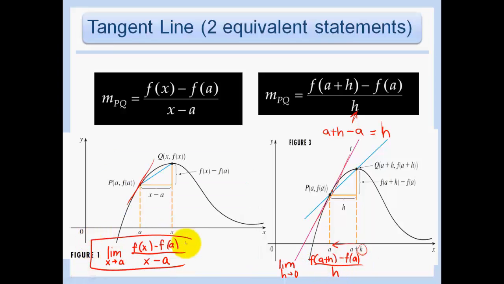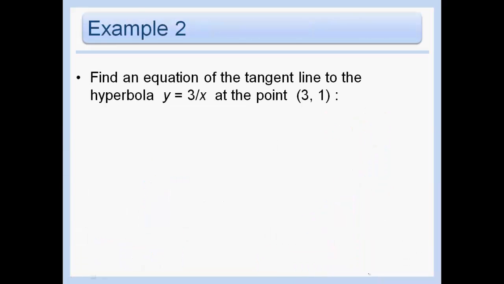Both of these are really key. They're the two ways that we can approximate our tangent line. So, using that, let's find an equation of the tangent line to the hyperbola y equals 3 over x. I'm just going to write f of x equals 3 over x at the point (3, 1). So in this case, our a would be 3.